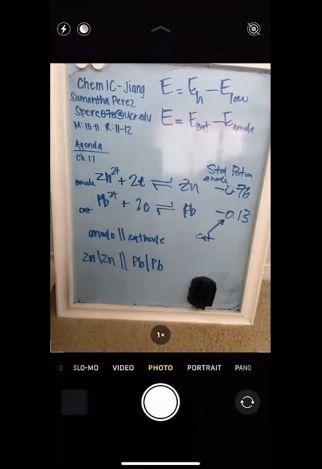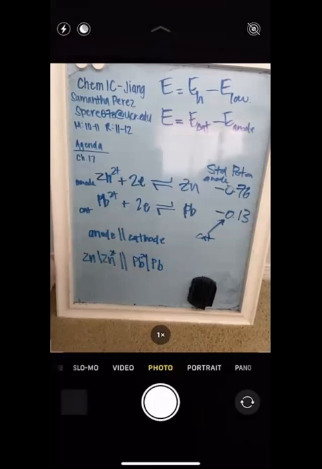Now, am I done here? Not quite, right? Because we would need to know that when it's oxidizing, it goes from something without a charge to something with a charge. And then when it's reducing, it goes from something with a charge to something without a charge, right? So this is what it would look like in cell notation.